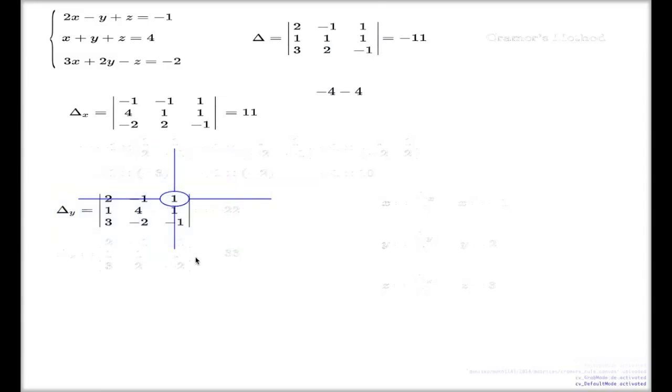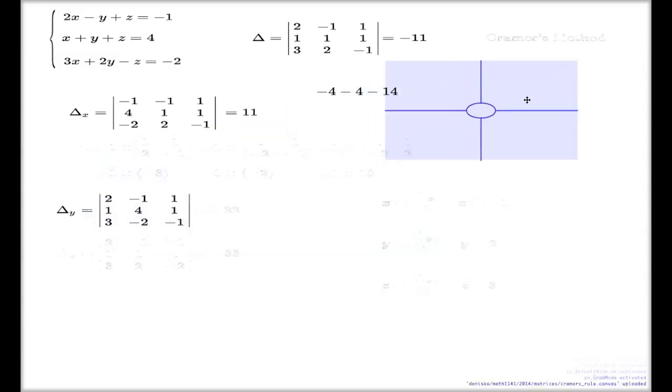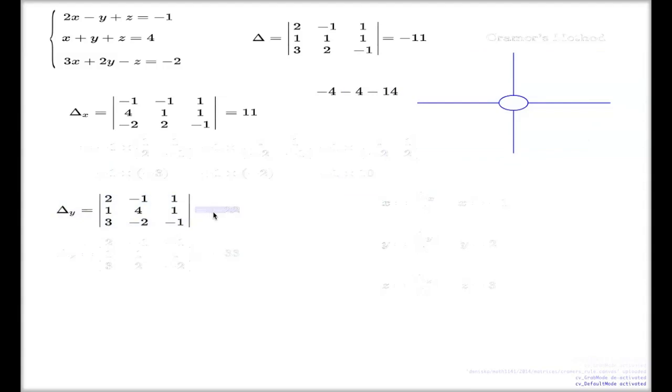And here we have -2 and -12 and -14. Those are the terms for this decomposition. Together they make -22. And that is the value for the second determinant. And now I know the value for the second unknown. It's a quotient of negative 22 by negative 11, which is 2.